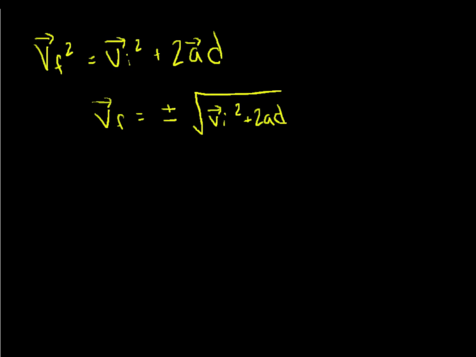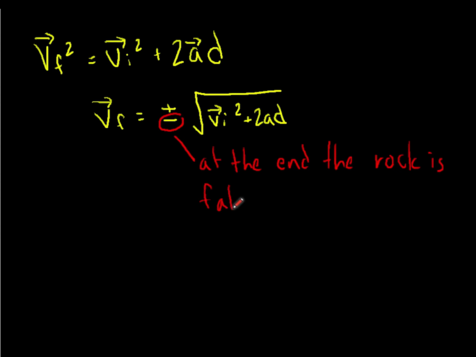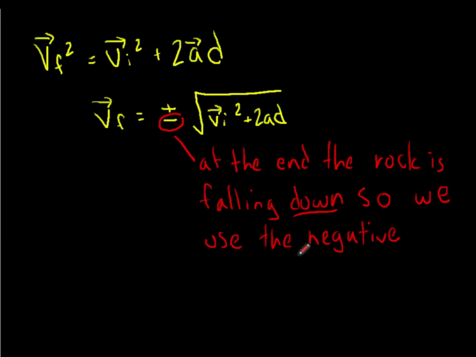We have to be careful with this plus or minus. Normally we ignore it, but Vf is a vector, so the negative actually does matter. At the end, the rock is falling down. Just before it hits the ground, Vf, it's falling down. So that means we want to use the negative because of the down. This is going to be important in our calculations, and it will change the numbers. Vf equals negative square root of Vi squared plus 2ad.